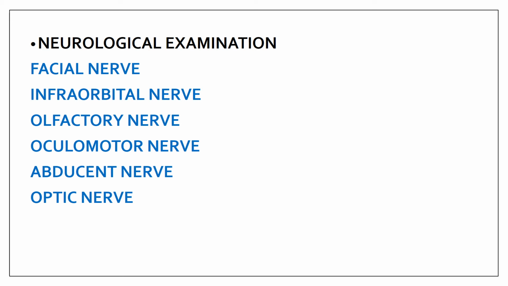In olfactory nerve injury, the problem you'll see is anosmia. Anosmia is when the patient cannot smell properly, so the smelling function is hampered in that case. The next is the oculomotor nerve. If there is a dilated pupil, it indicates that oculomotor nerve damage has occurred.